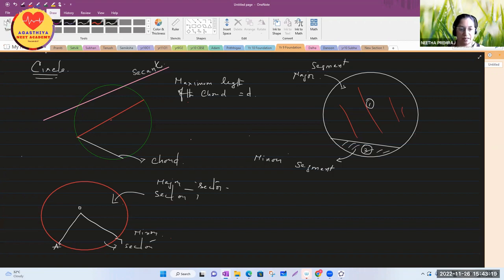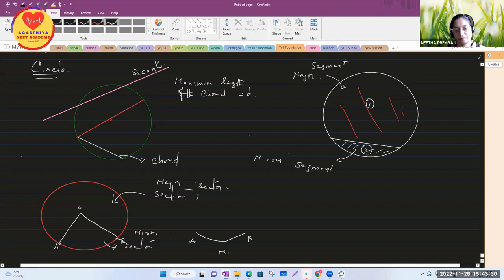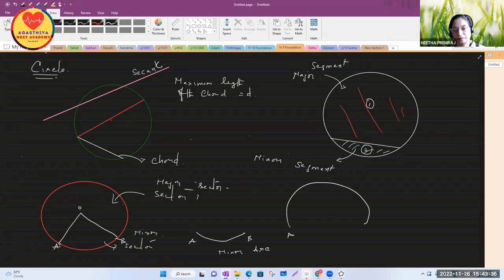This you can also name as an arc. I name it AB. This part, AB, is called the minor arc, and this part is called the major arc. Okay, guys? Draw the figures and write the details. Yes, make a note of it.